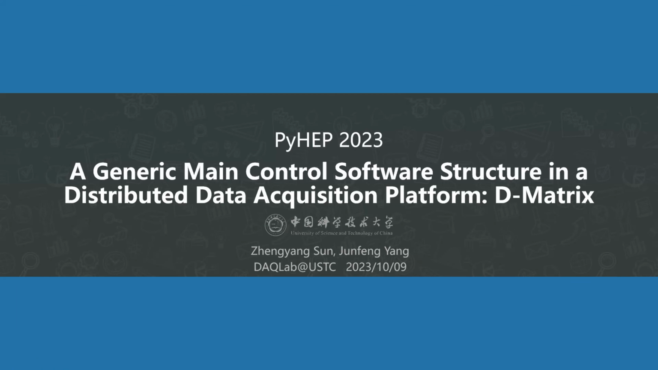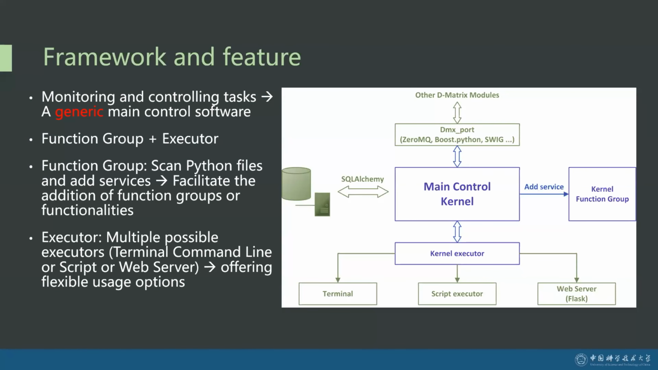First is our main control framework and features. In addition to data acquisition, DAQ systems often incorporate the task of monitoring and controlling. We hope to propose a generic main control software architecture to replace developing custom control software individually for each specific experiment. Our framework is shown in the right figure, and the two most critical components are the kernel function group and the kernel executor.